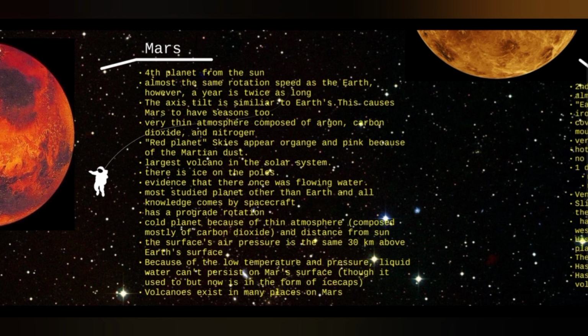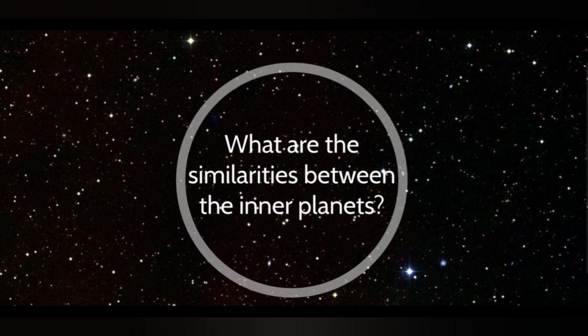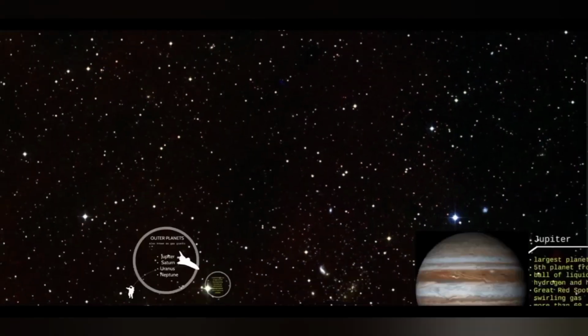Tinawag siyang cold planet because of its thin atmosphere, composed of mostly carbon dioxide, and its distance from the Sun. Mas malayo rin siya ng konti sa Sun. Pang-apat na siya. And what are the similarities between the inner planets?